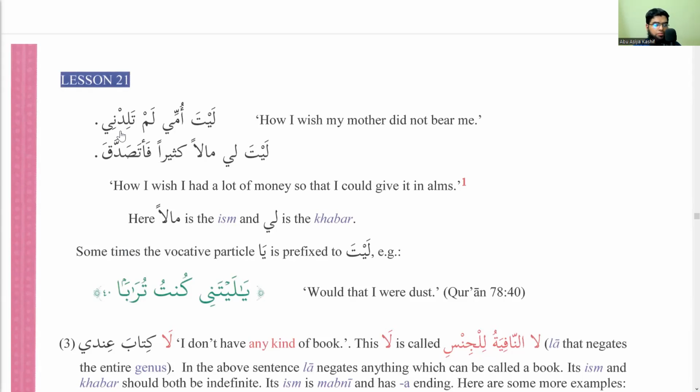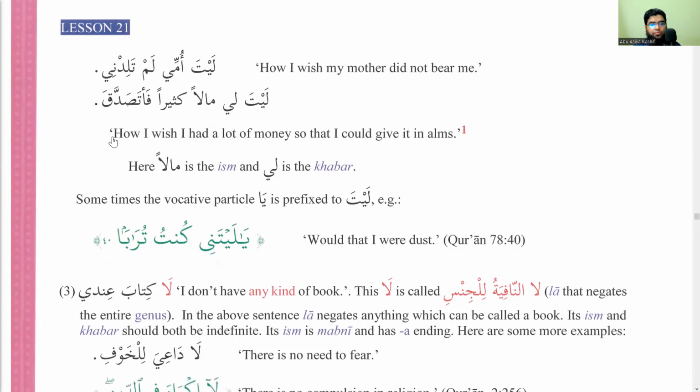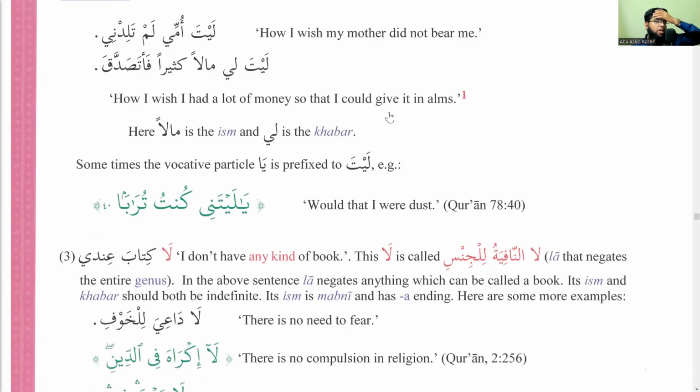Walada, yalidu is to give birth. So talidu, because it's feminine, right? Mother. Layta li malan kathiran fatasaddaqa. How I wish I had money, so that I can give sadaqa. Tasaddaqa, yatasaddaqu is to give sadaqa. Here malan is the ism and li is the khabar. Malan is the ism. Layta li. Because jar majrur cannot be ism anyways, right?